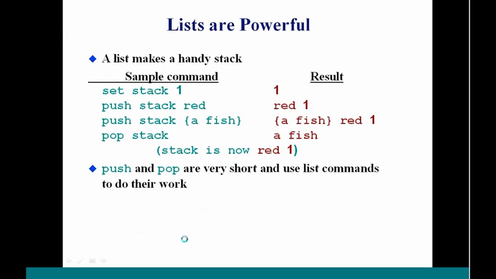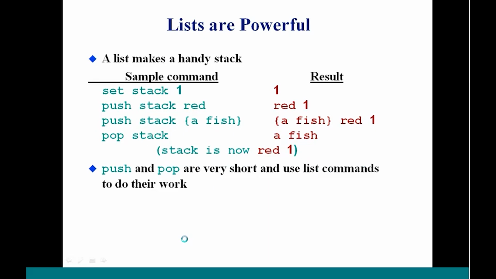So a sample command will be set stack is 1, so that means that the stack gets 1. Now when we say push stack red, the red is pushed ahead of 1, so 1 is moved to the end, and then red is pushed. And then if you say push stack a fish with curly braces, that gets precedence essentially as a curly braces, and then it puts the curly braces a fish as the first element, then red, then followed by 1.